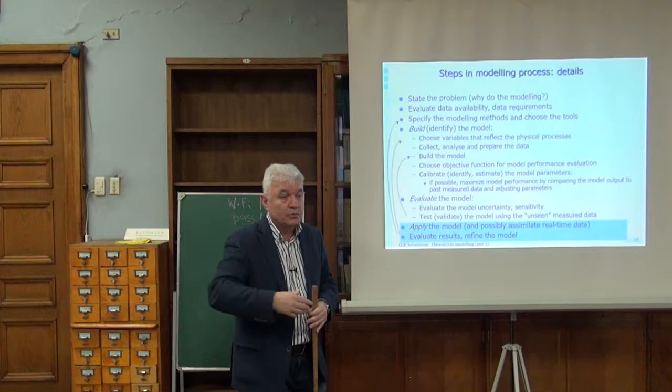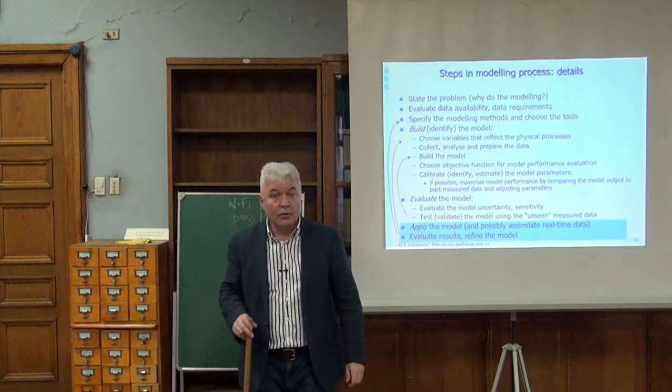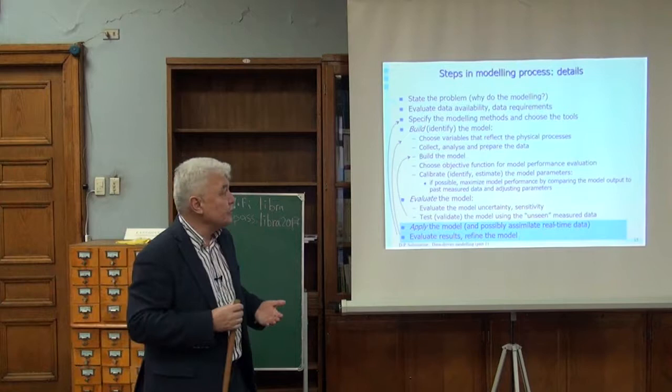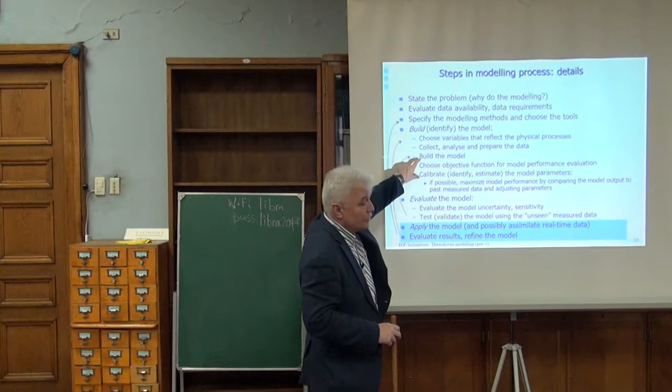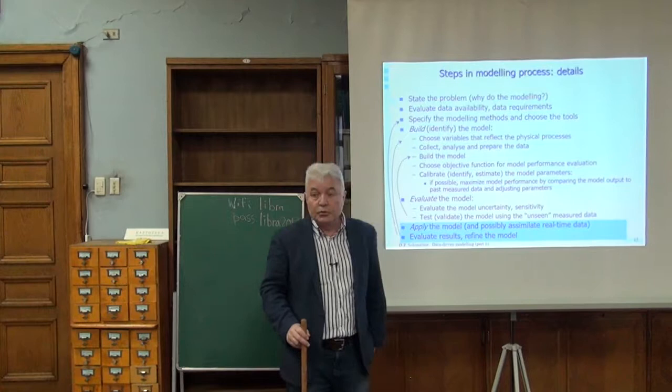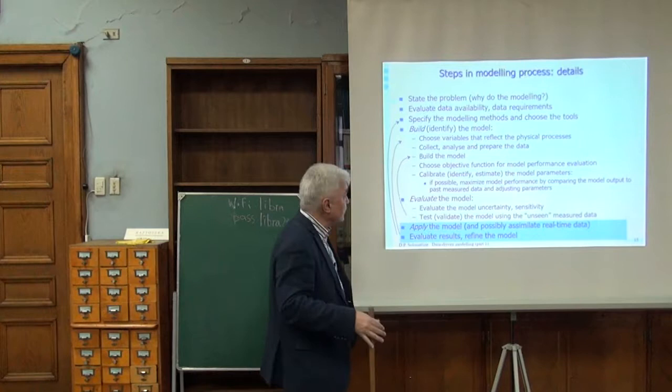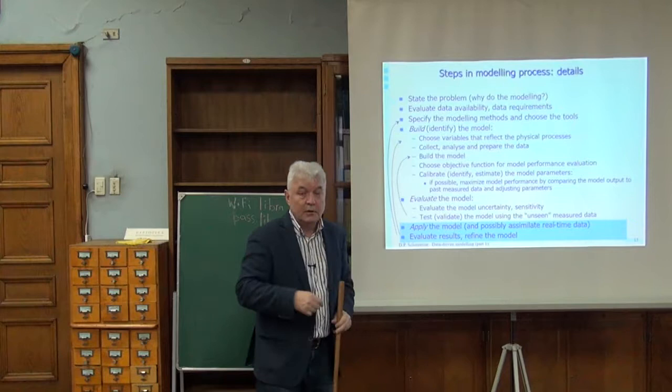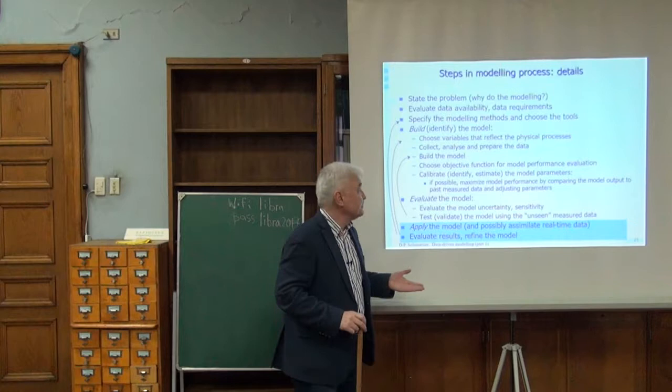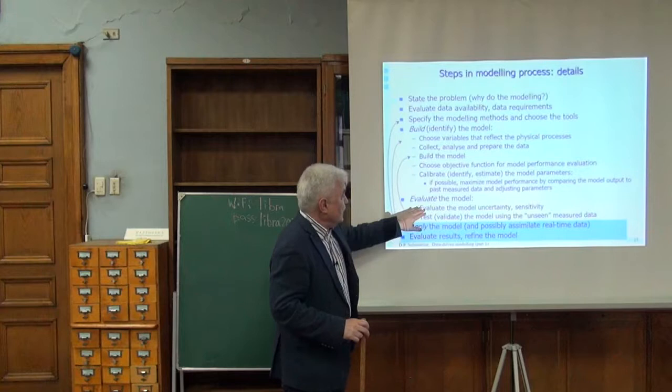Then we collect and prepare data, or if you have data, you maybe cannot collect more, then you have to prepare it in a certain form that would be eaten by data-driven models, and only then we build the model. When we're building the model, we have to decide what is a good model. It means we choose the performance function, or the error, for example, that we want to minimize, and then we calibrate the model, or in machine learning, we say we train the model. Then we evaluate the model. We look at its uncertainty, sensitivity to parameters, and such like.